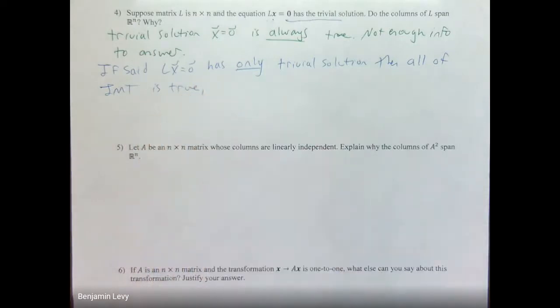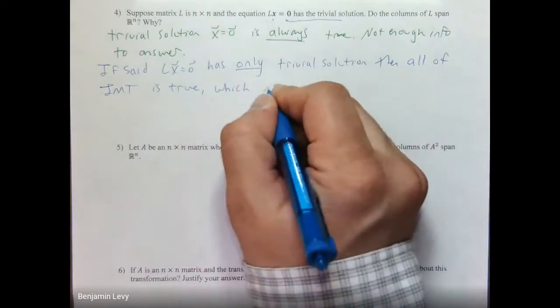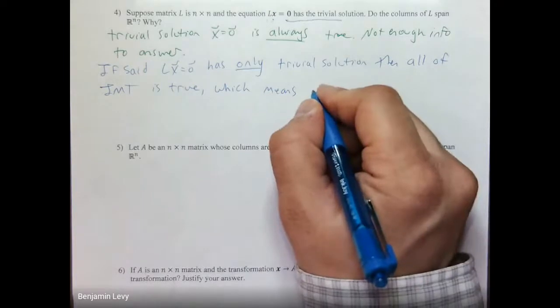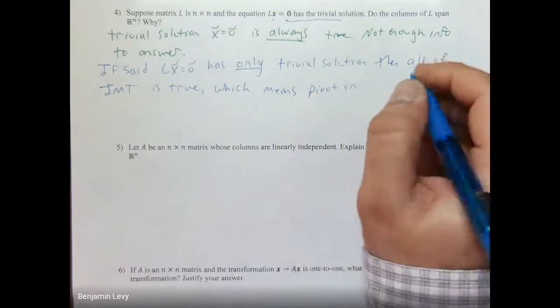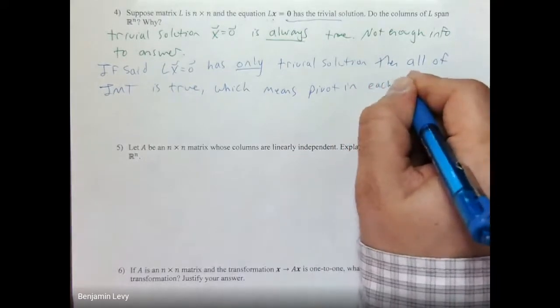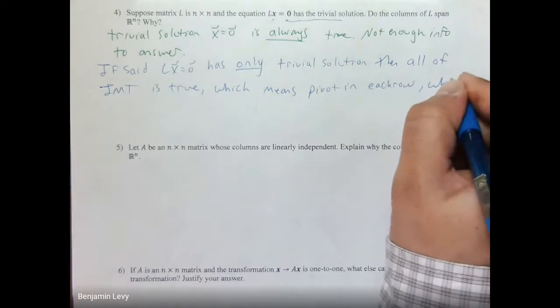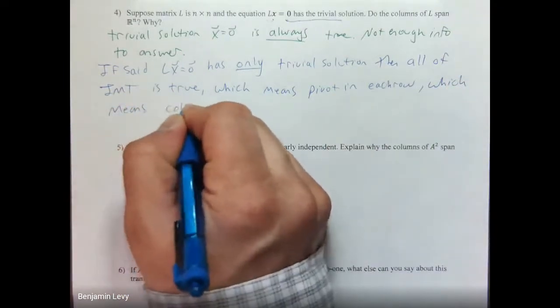And if all the IMT is true, in particular there's a pivot in every row, it means there's a pivot in each row. And if there's a pivot in every row, that means the columns are linearly independent.